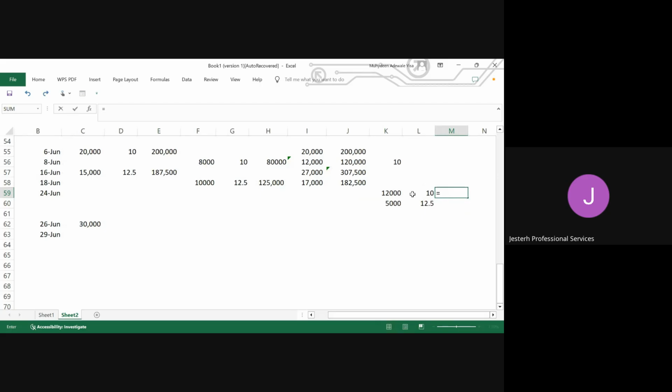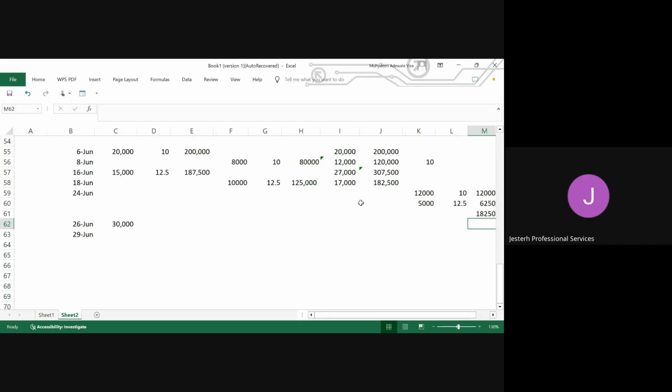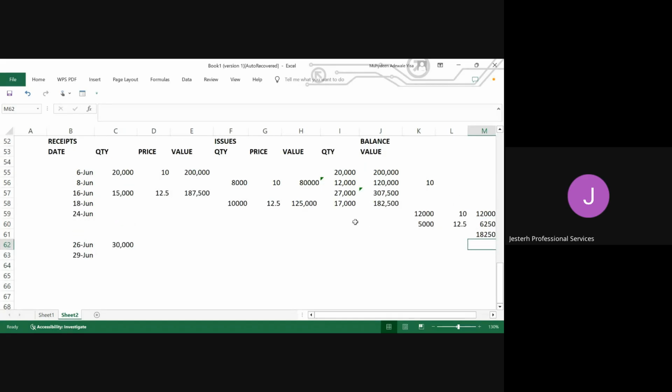Simple. Just multiply this by this. I'm just trying to explain so that we understand how this 182,000 comes in. This one multiplied by this now gives us this. Then you just sum them together. This plus this. Now you can see 182,500. So I believe that we can get it now.